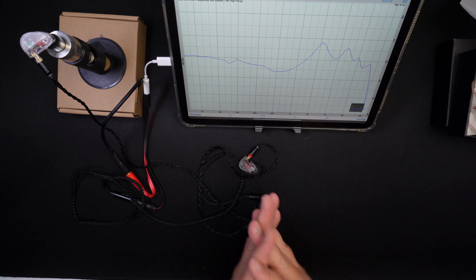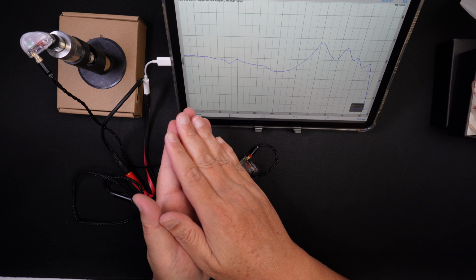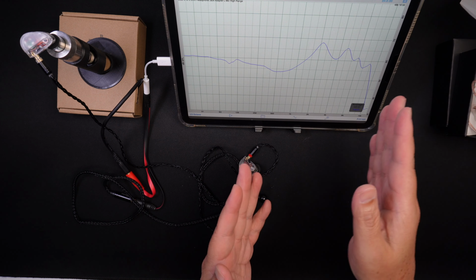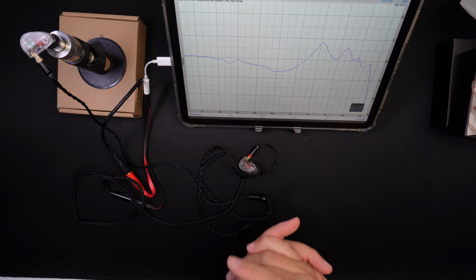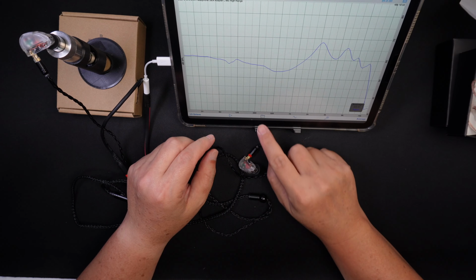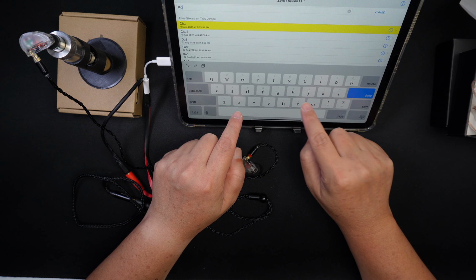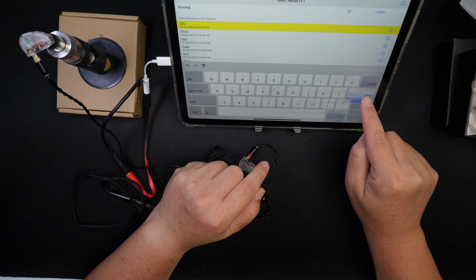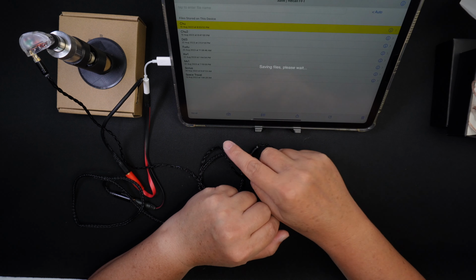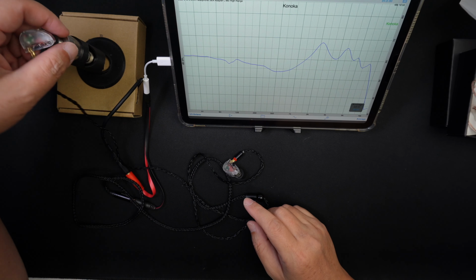All right, so this is the left side, and looking at this graph, it looks like it's a very, well, neutral bass with a lot of treble. But yeah, before that, let's save the file and call this Konoka. All right, and then I'm gonna recall it. Okay, so now it's displaying on the screen.